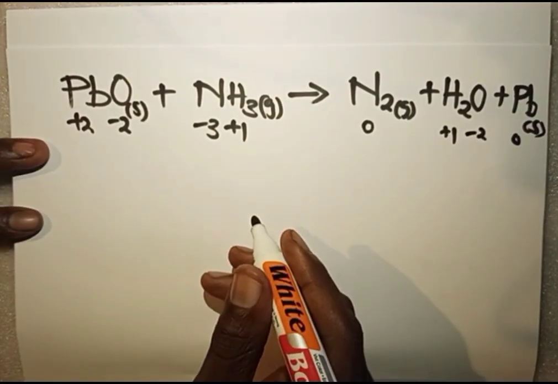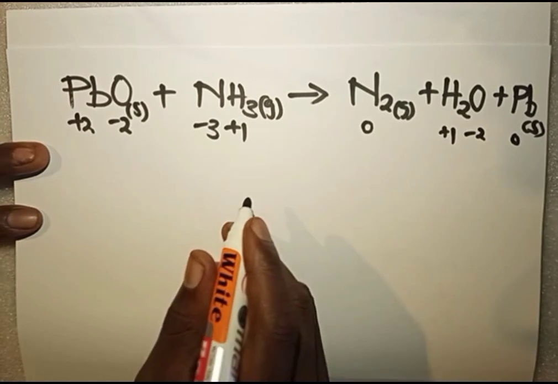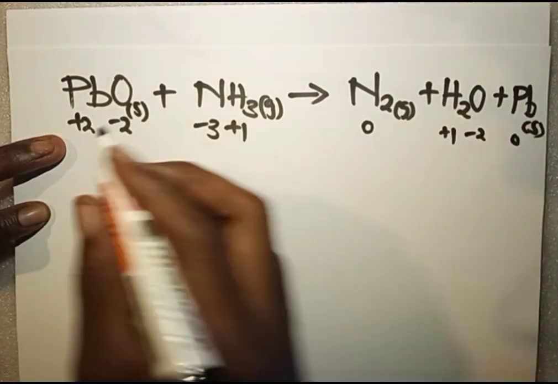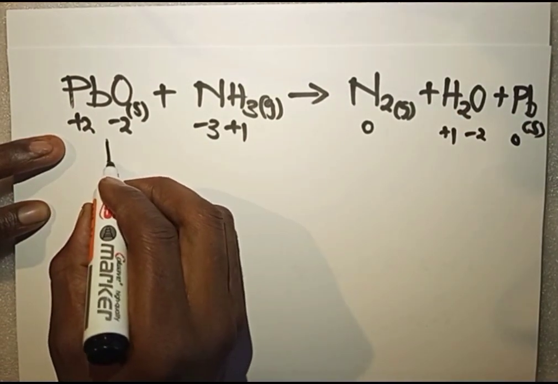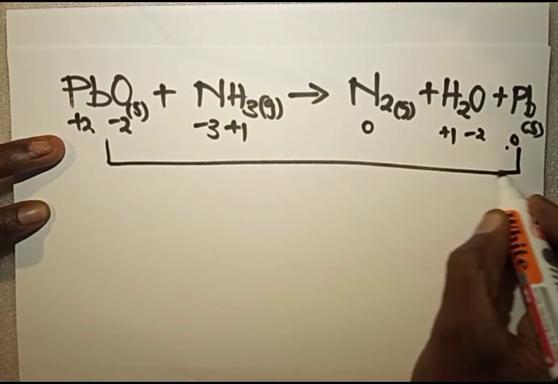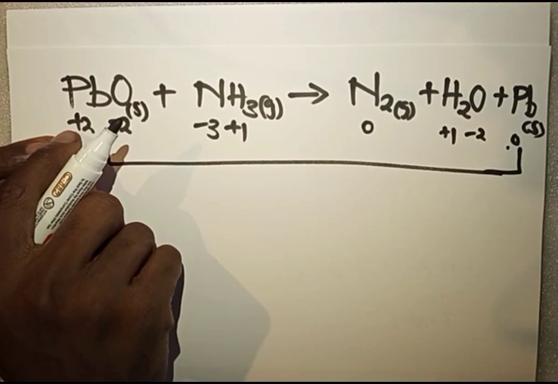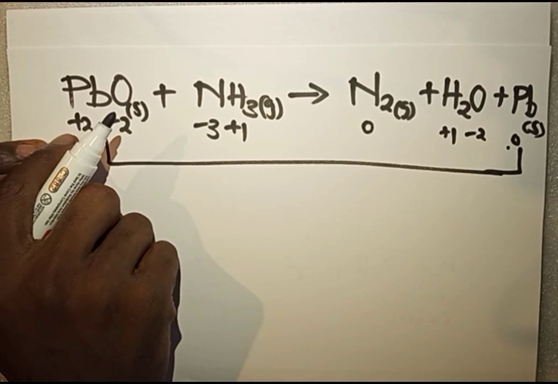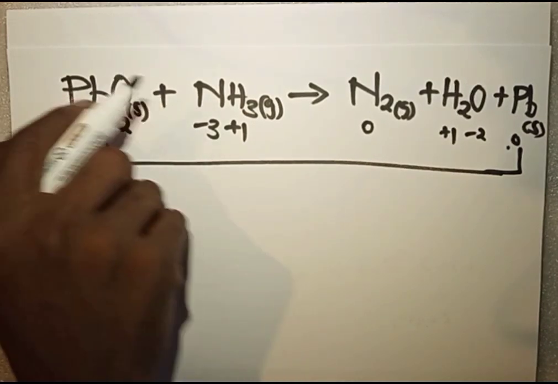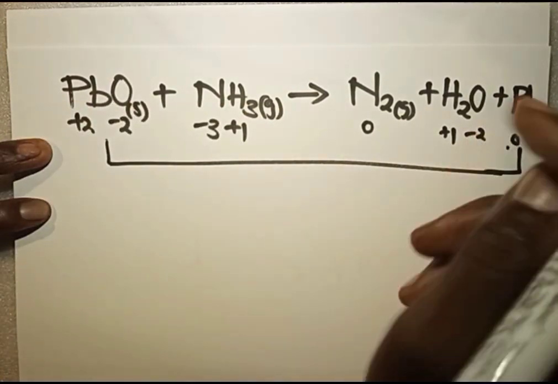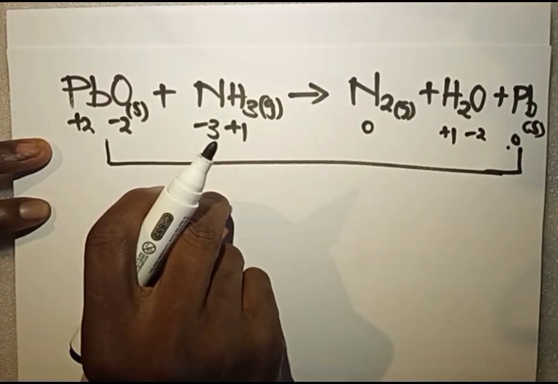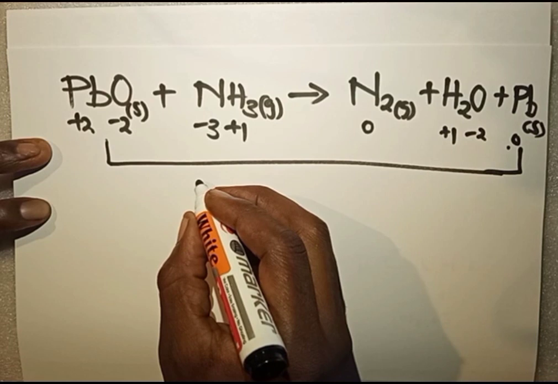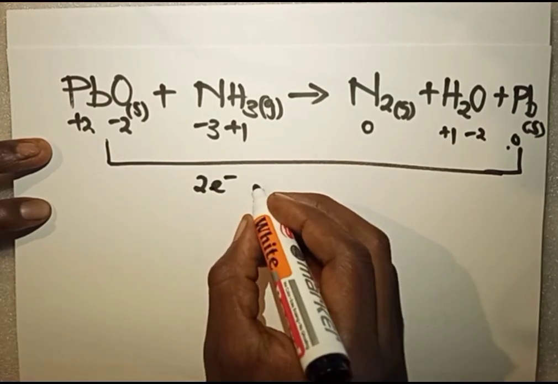Okay, so how are we going to do it? If we look at this lead and that lead, what is happening between this and this? Here it is 0, here it is positive 2. Meaning, this lead has gained. Just look at it. The oxidation number has reduced from positive 2 to 0, meaning it gained. When something has gained, the oxidation number will reduce. So, these 2 electrons gained.